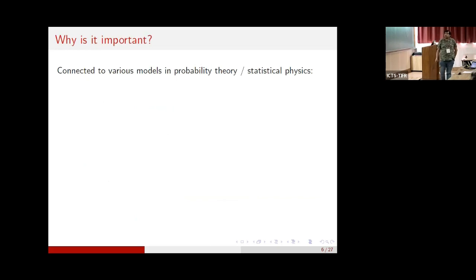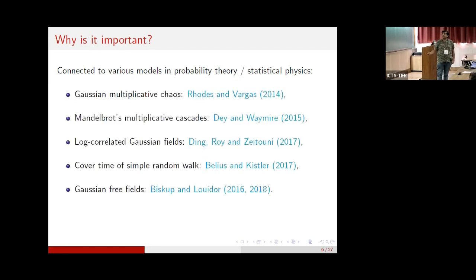Now, why is it important? It is important because it is connected to various models in probability theory and statistical physics. So here is a list. I don't want to tell you the connections, but if you want to know about them, you can look at the lecture notes by Zhan Shi.